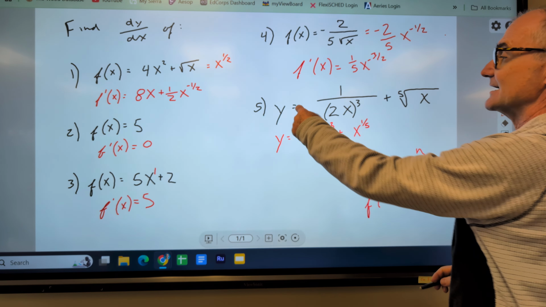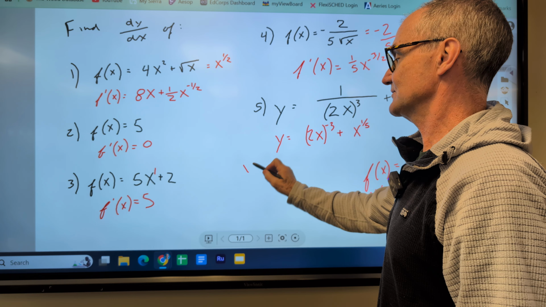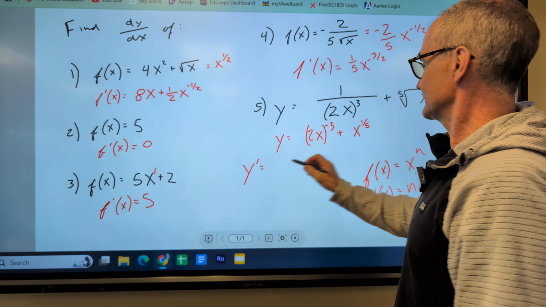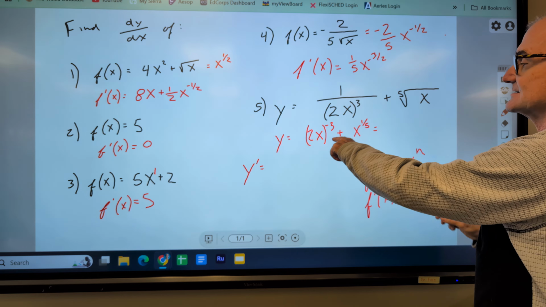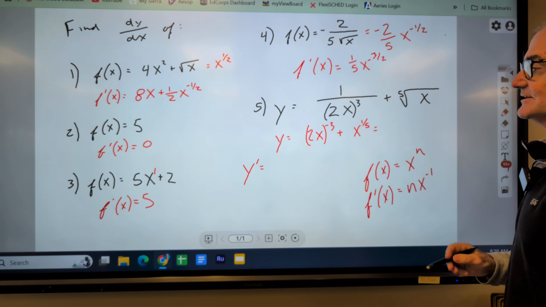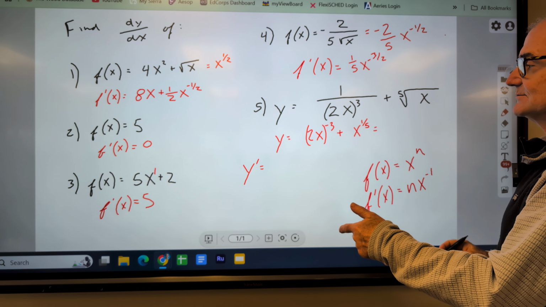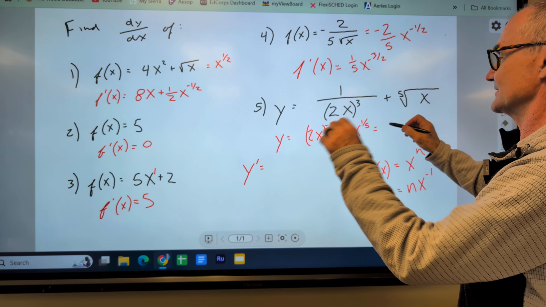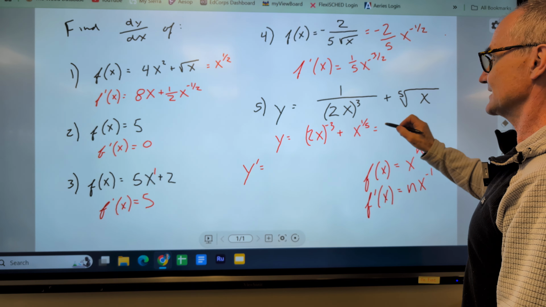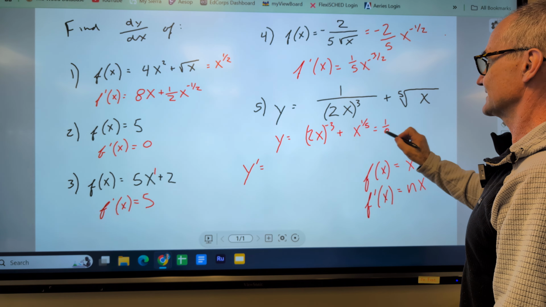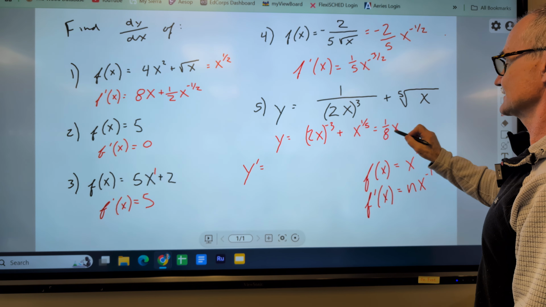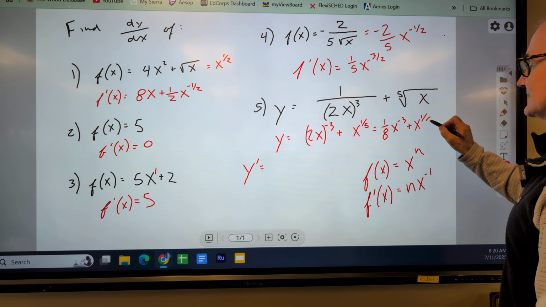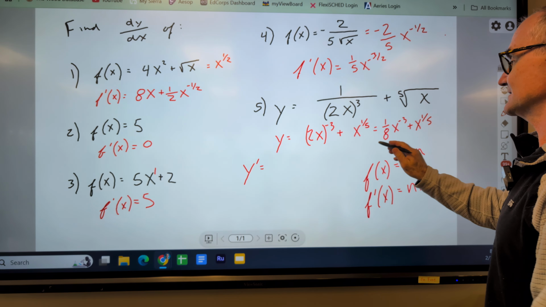Still y. Now the derivative, y prime, the slope of that line is going to be, actually I'm not going to do that just yet. I'm going to still simplify this. 2 to the -3. 2 times 2 times 2 is 8, but it's going to be 8 in the denominator, so it's going to be 1/8 x to the -3 plus x to the 1/5. So this is still my function.